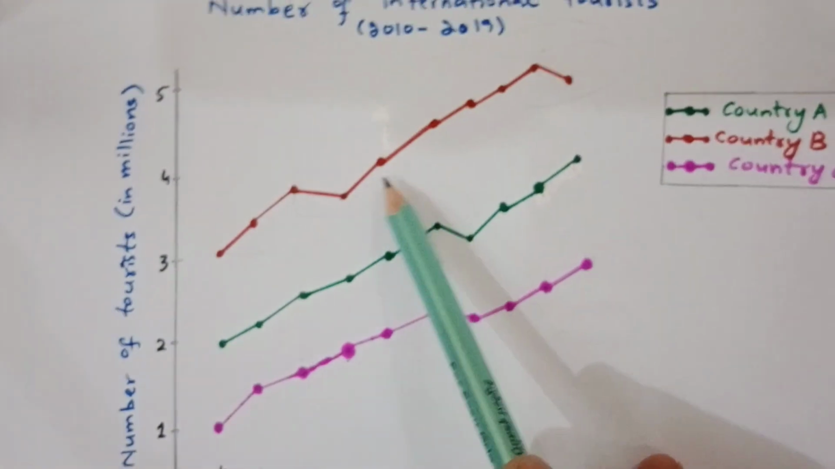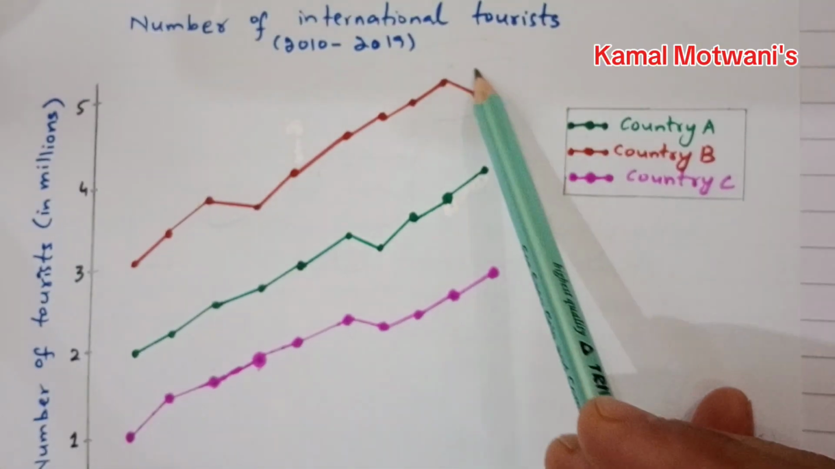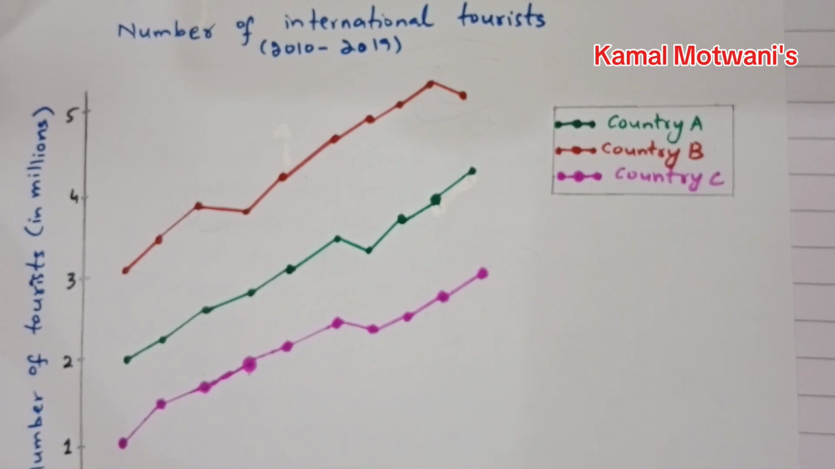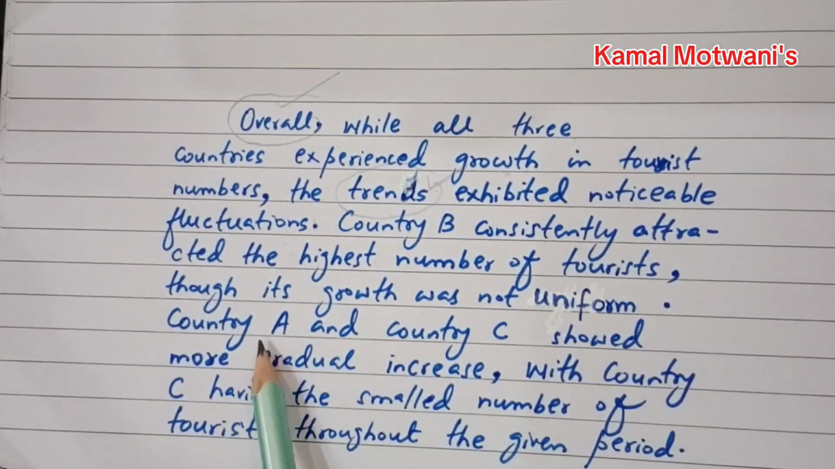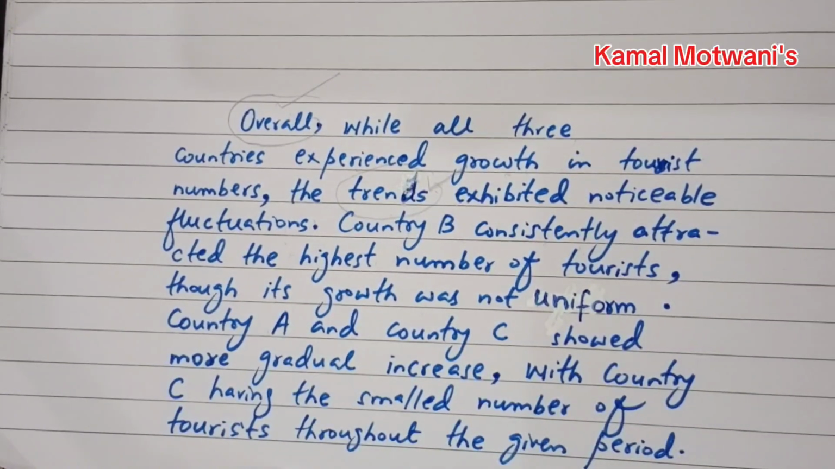Here was a fluctuation. Here was a downward trend. Then here was also a downward trend. So it was not uniform, though it attracted the highest number of tourists. Then country A and country C showed a more gradual increase. Yes, it was a gradual increase, with country C having the smallest.